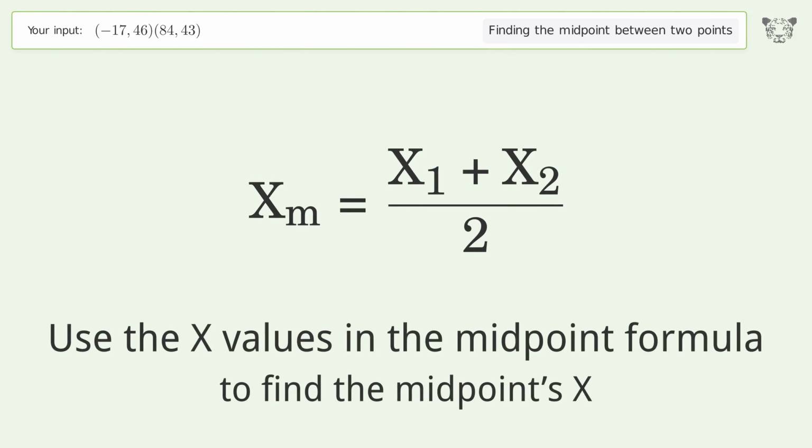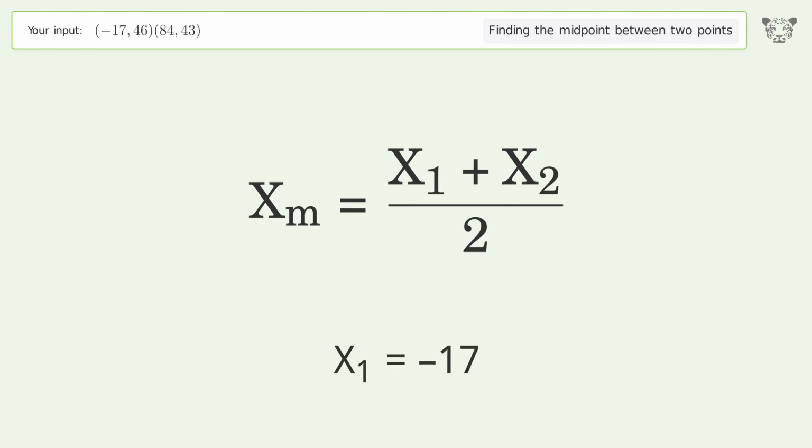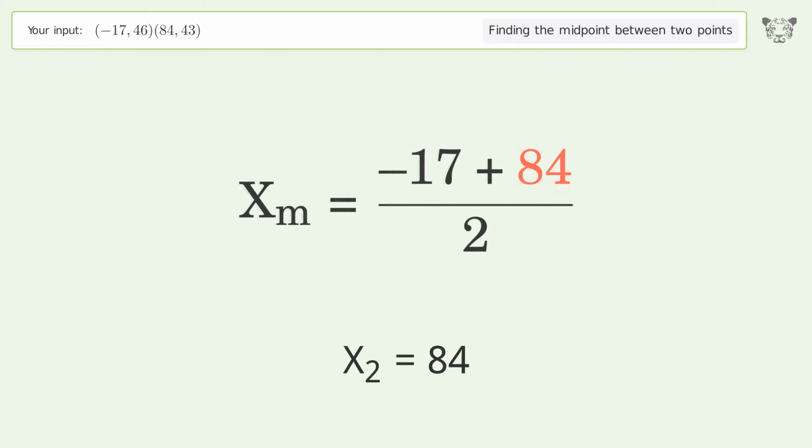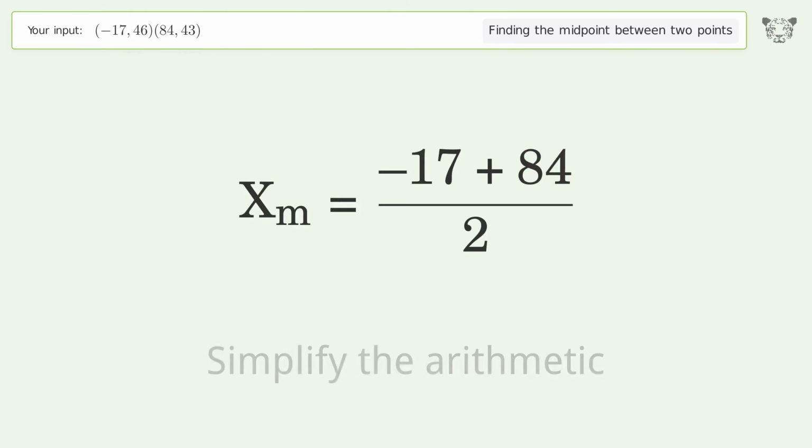Use the x values in the midpoint formula to find the midpoint's x. x1 equals -17. x2 equals 84. Simplify the arithmetic.